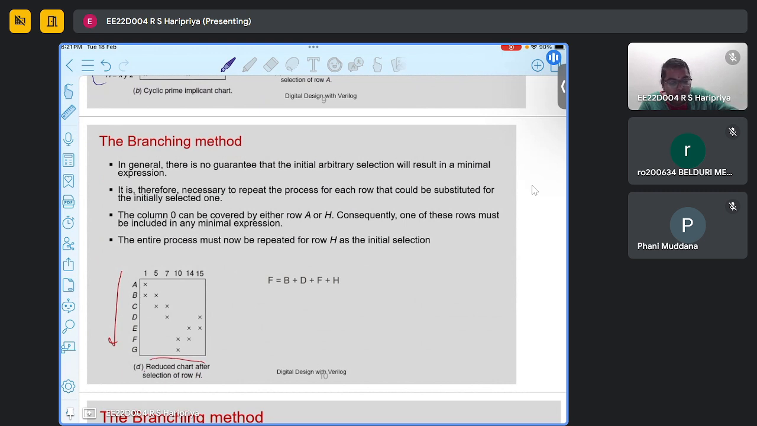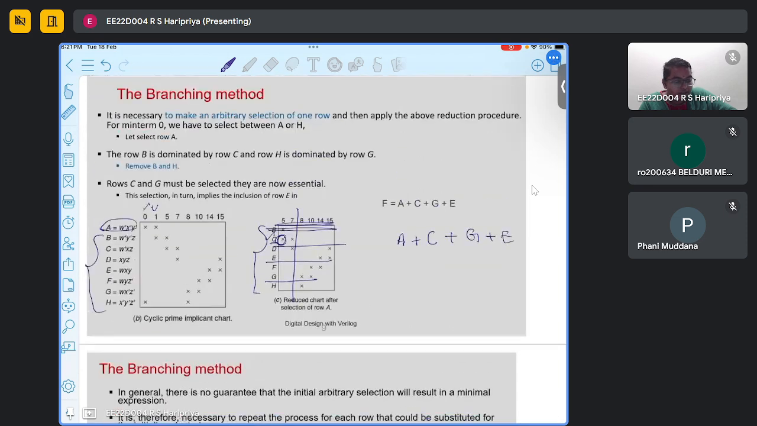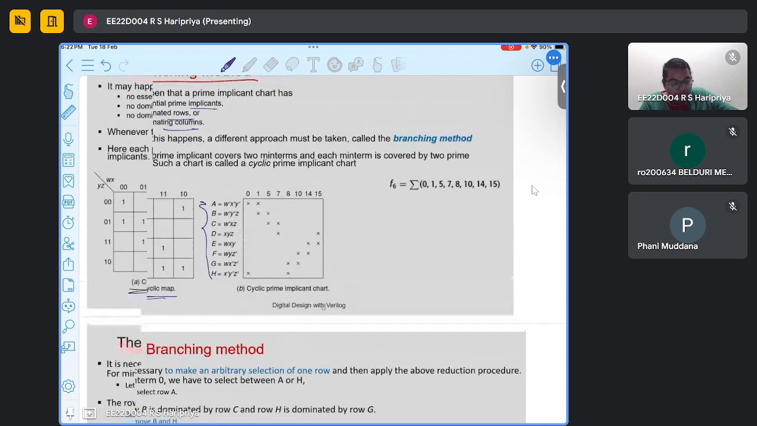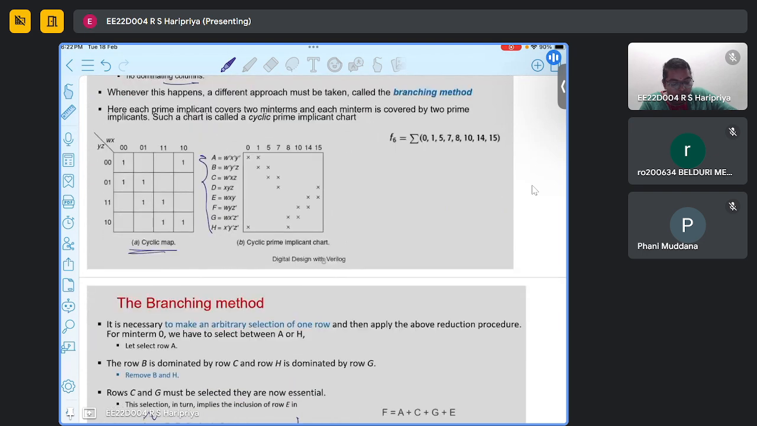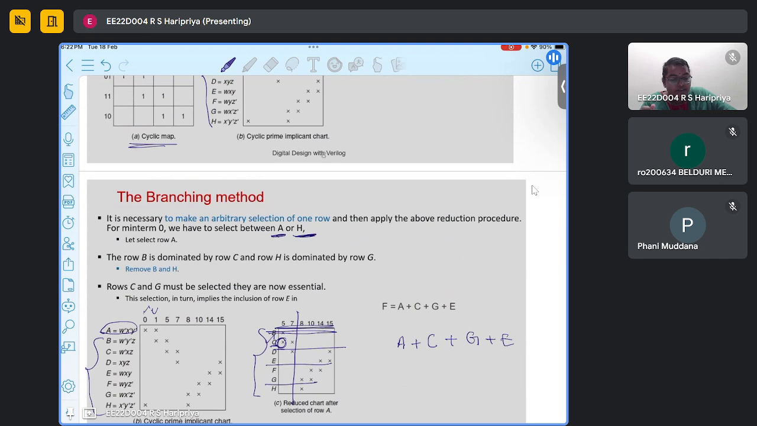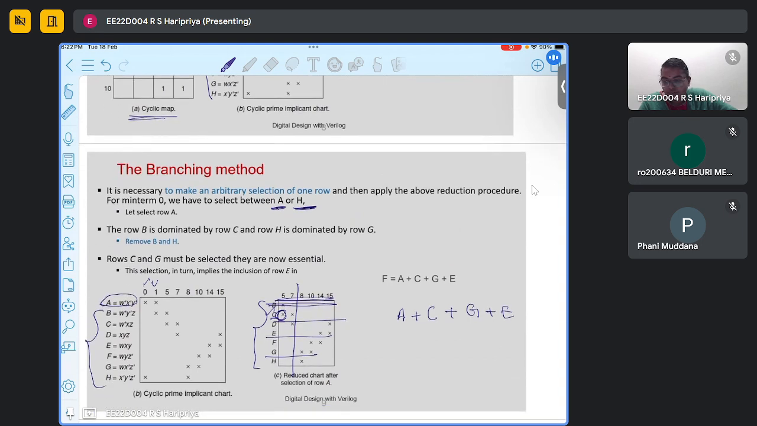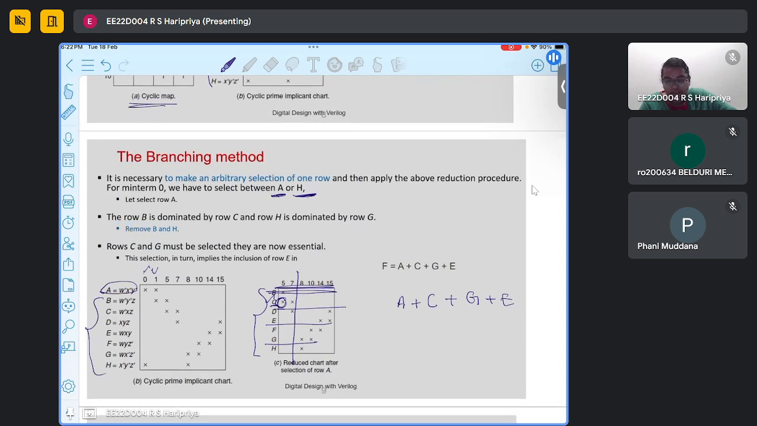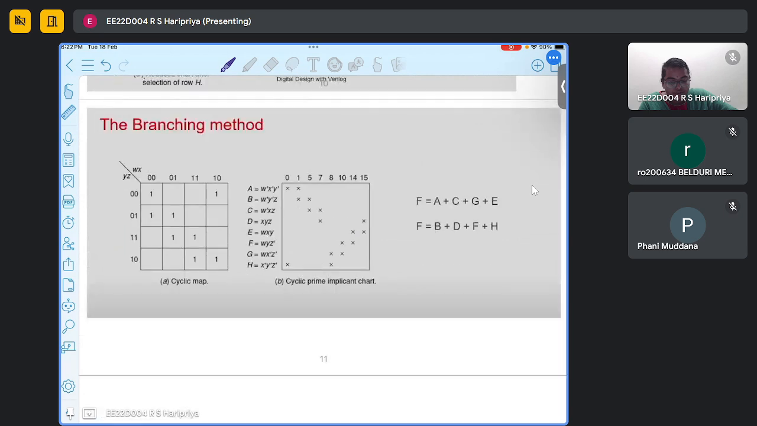Okay, so in general, here we can have another way of expression. Instead of starting from A, where we consider A as the essential prime implicant, we can consider H as the essential prime implicant, and similarly we can proceed. When we consider H, then H should remove 0 and 8, and then we have to proceed further. So with H as the start and with A, we obtain two possible reductions.